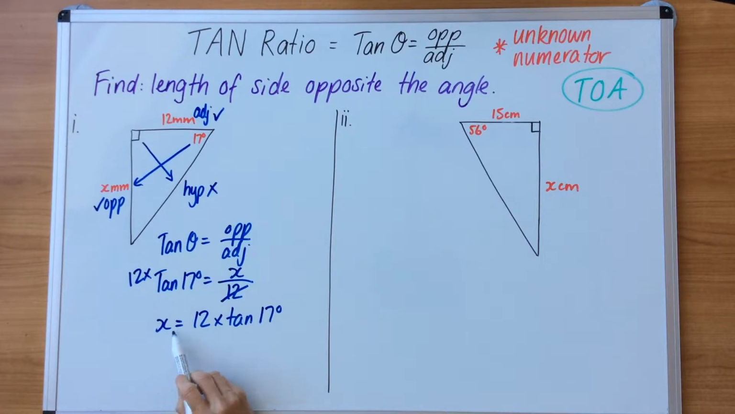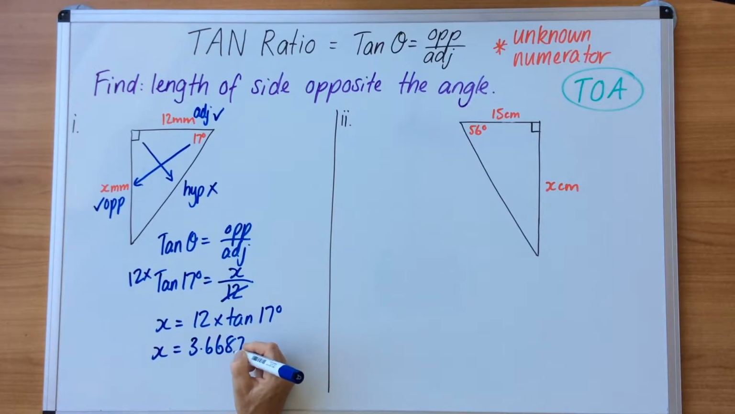Now I've got X equals 12 times tan 17 degrees, and I pop that into the calculator: 12 times the tan button 17 equals, and I get a number that's quite long, and I have to write the whole number out. It's 3.668768178, and I'm just going to round to the nearest one decimal place.